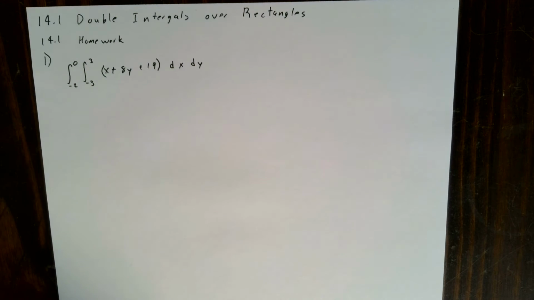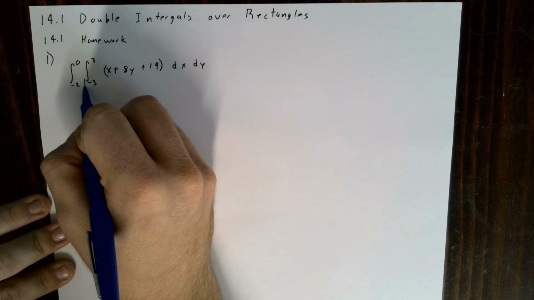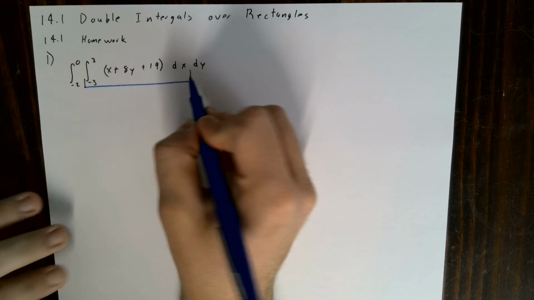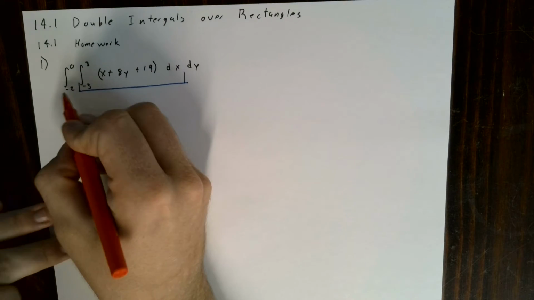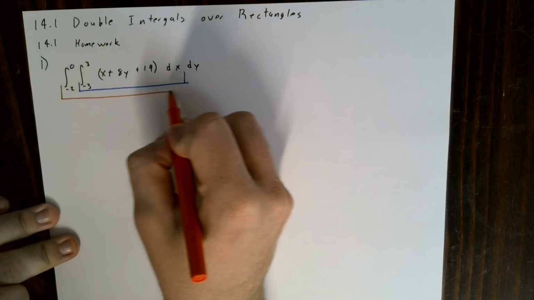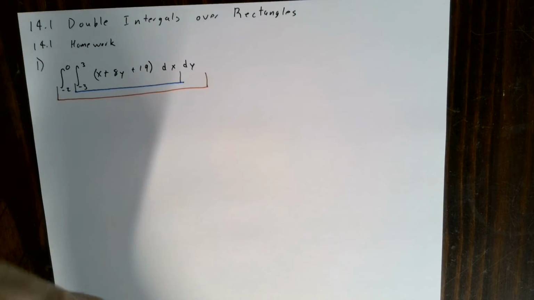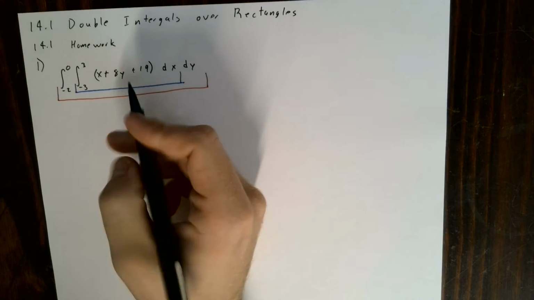And it might be better if we take this and just write it in different colors. We're going to do this in blue, and then this in red, and kind of keep our integrals the same.